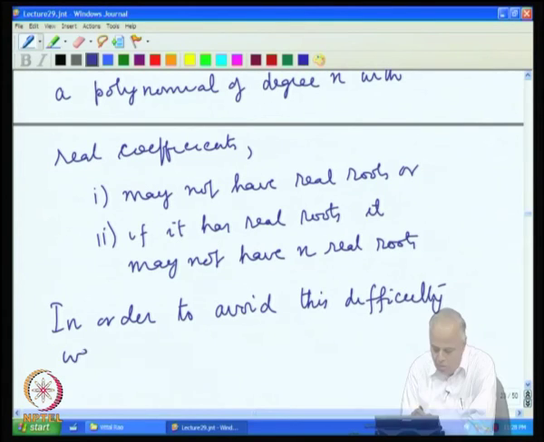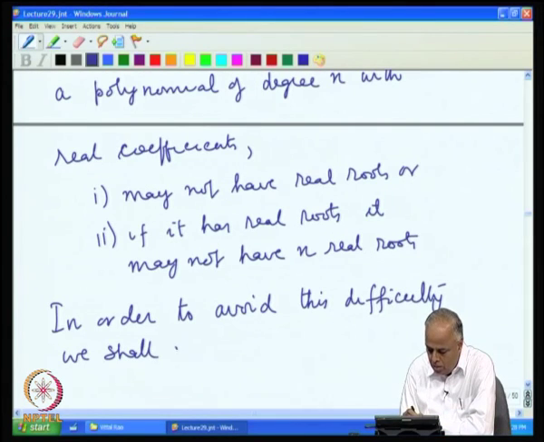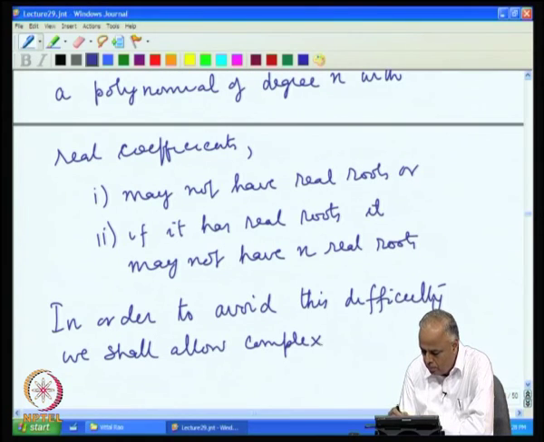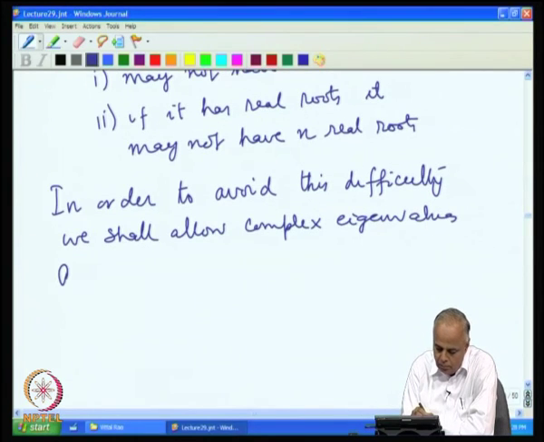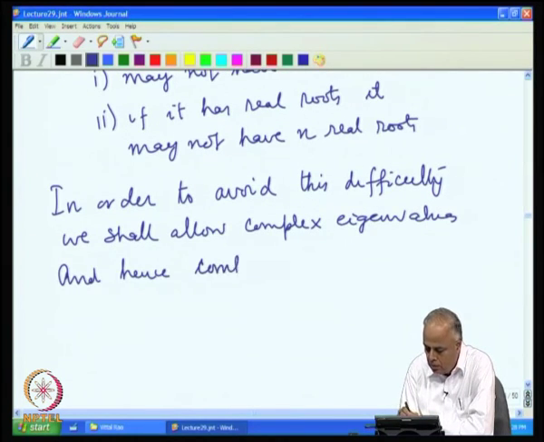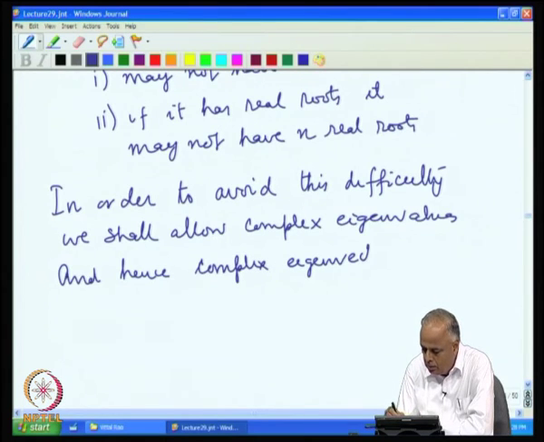we shall allow complex eigenvalues and hence complex eigenvectors if necessary.